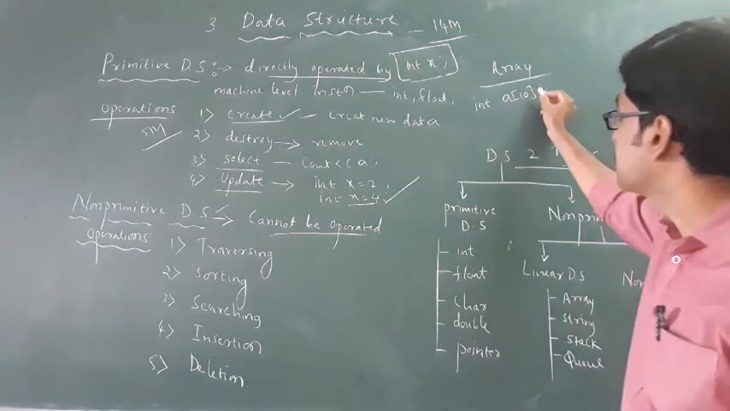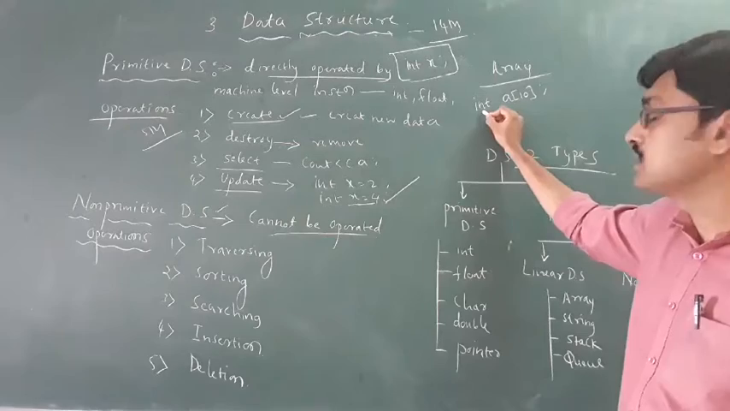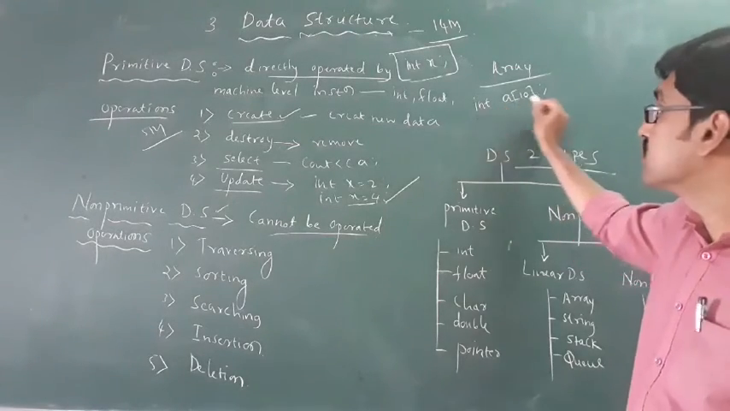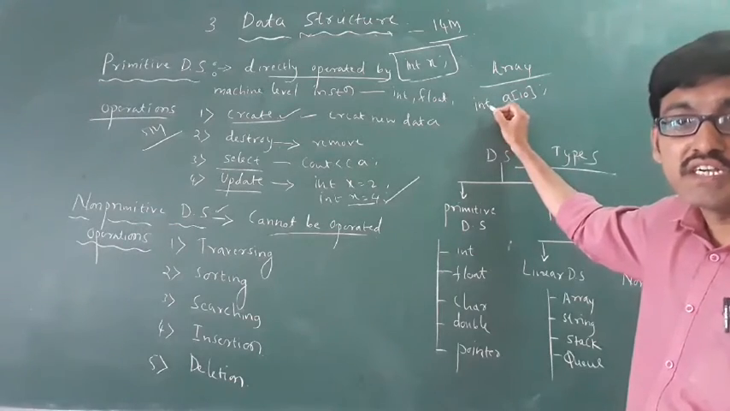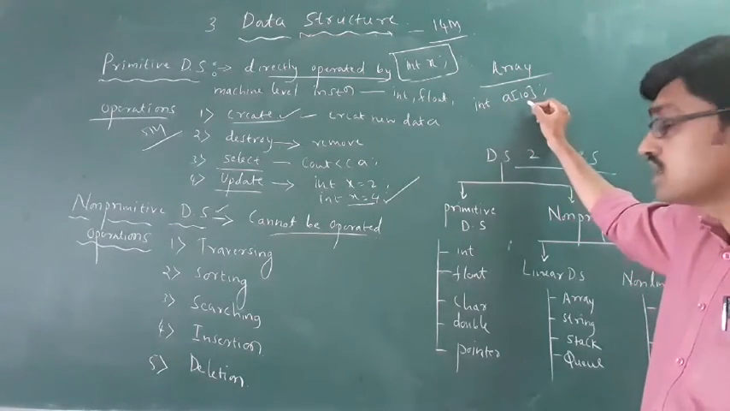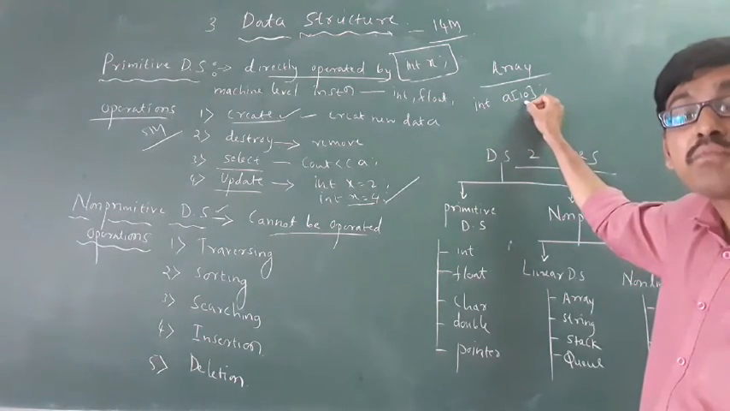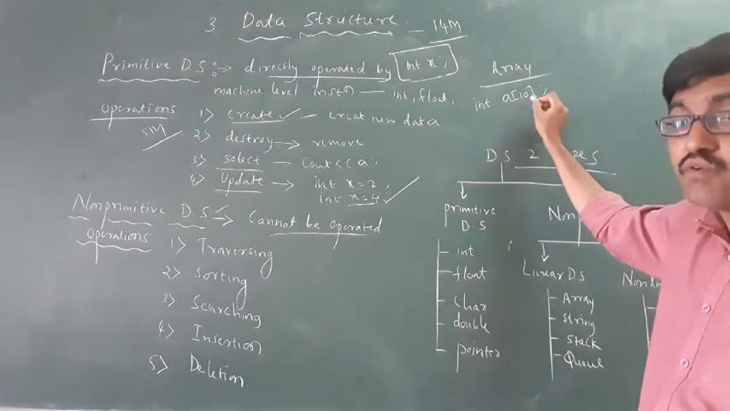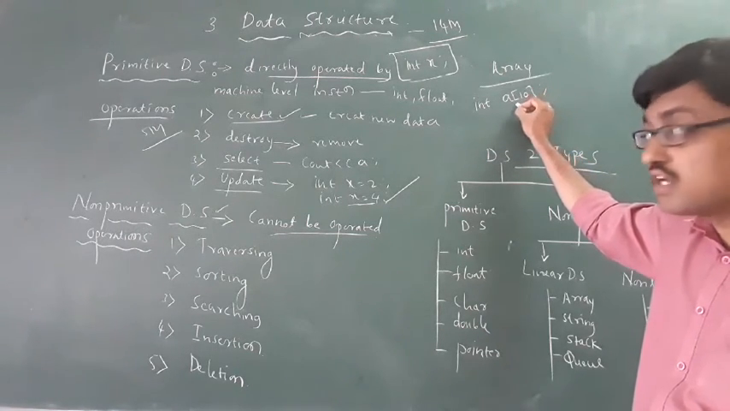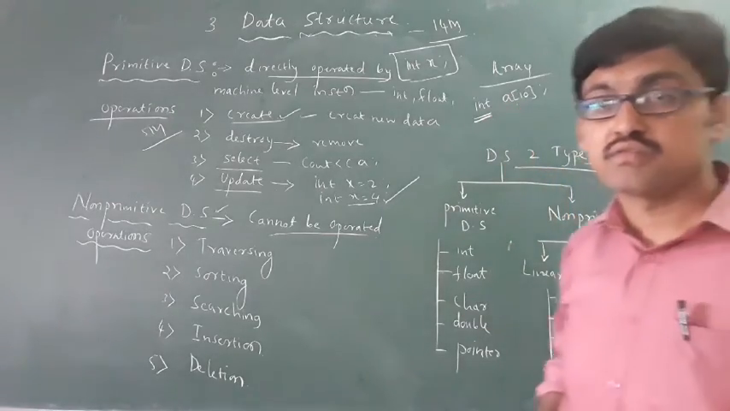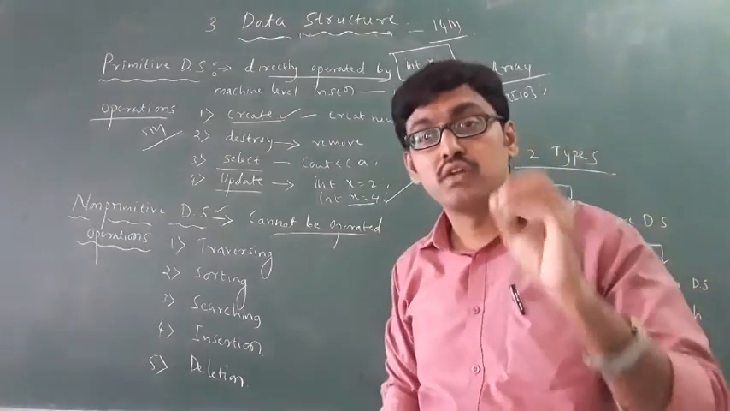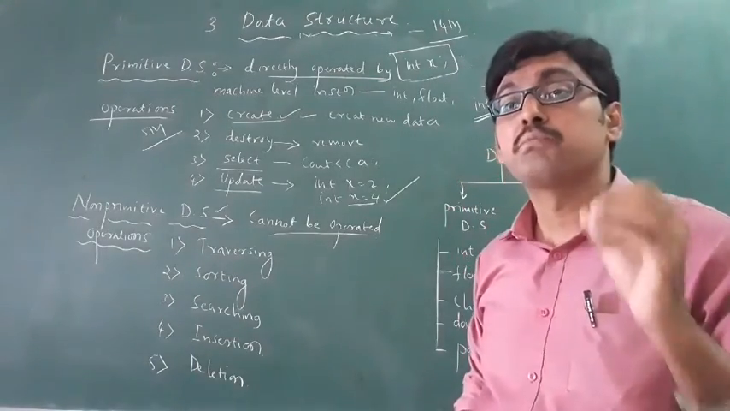This is nothing but an array, and this is nothing but a primitive data structure. Int is a primitive data structure, but the array is a non-primitive data structure. If you want to write a non-primitive data structure, you must and should use primitive data structure.